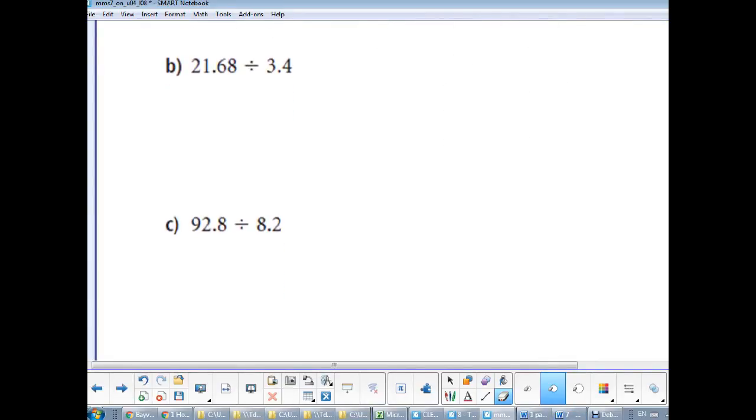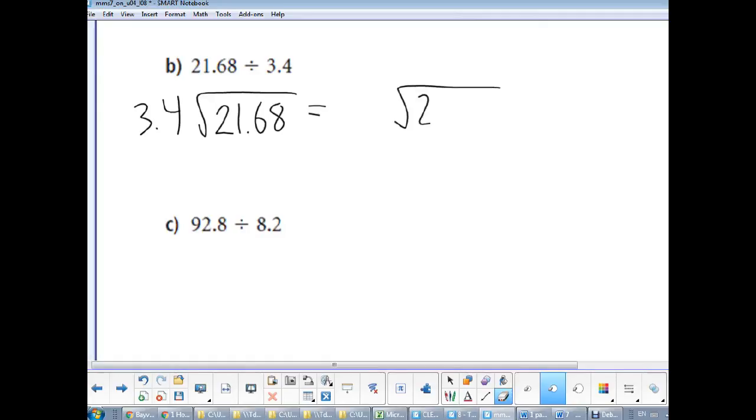Let's do another one. 21.68 divided by 3.4 turns into 216.8 divided by 34, because we moved the decimal one place. 34 into 2 0 times, into 21 0 times, 6 times, it goes into 216. 6 times 4 is 24. 6 times 3 is 18, plus 2 is 20. 16 minus 4 is going to be 12.